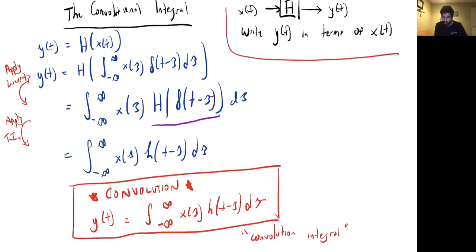We have been able to write down y of t in terms of x of t. This expression can also be written in shorthand as y of t equals x of t star h of t. The star signifies convolution, not standard multiplication.